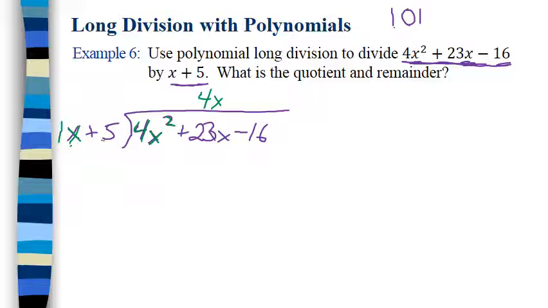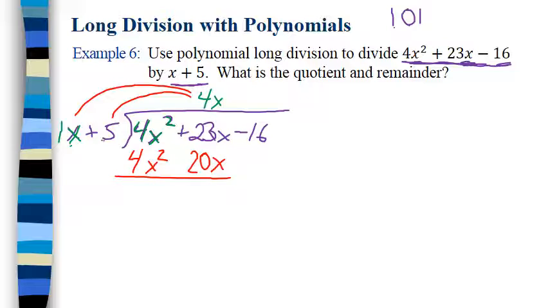And now we're going to multiply. 4x times 1x is 4x squared. 4x times 5 is 20x. And then with all division, we're going to subtract. Now this becomes 0. And 23x minus 20x is 3x. Then we bring down the next term, minus 16. Okay, so now how many times does 1x go into 3x? 1x goes into 3x 3 times.